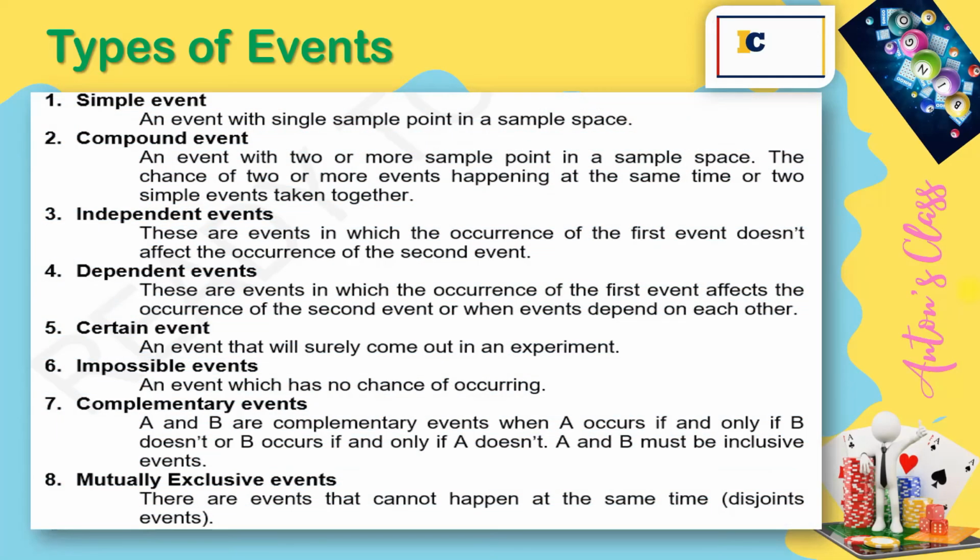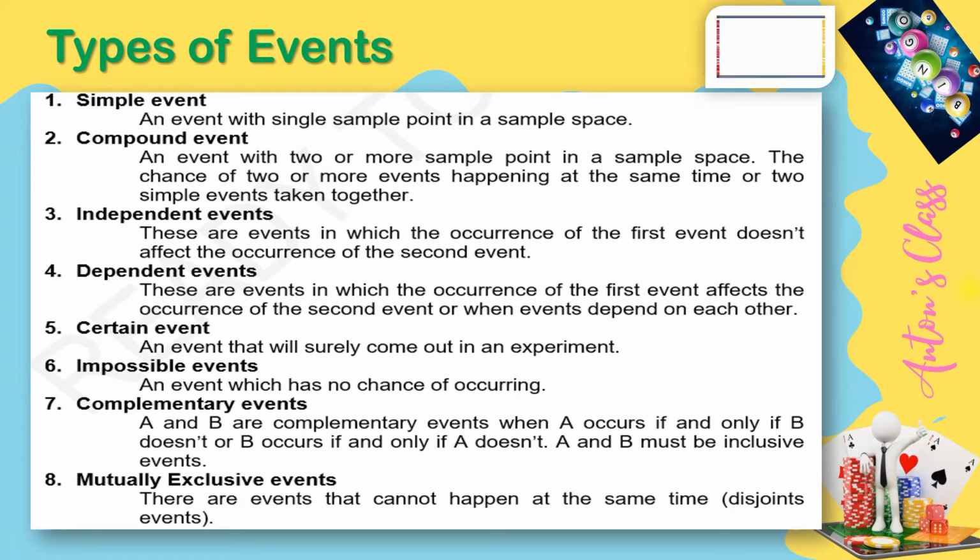Now for the types of events, we have a number of them. Simple event, an event with a single sample point in a sample space. Compound event, an event with two or more sample points in a sample space. The chance of two or more events happening at the same time, or two simple events taken together.